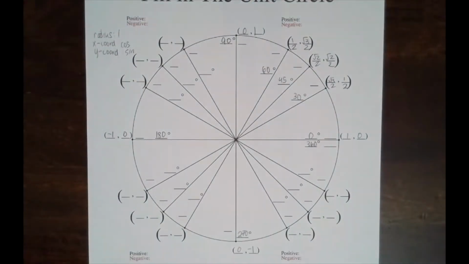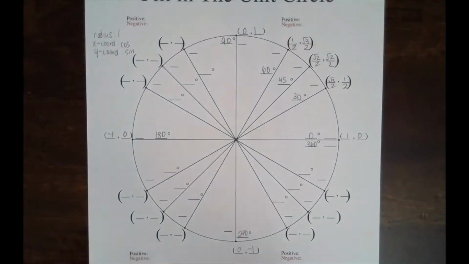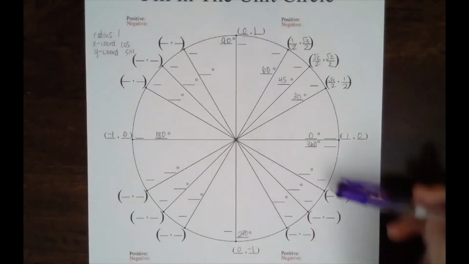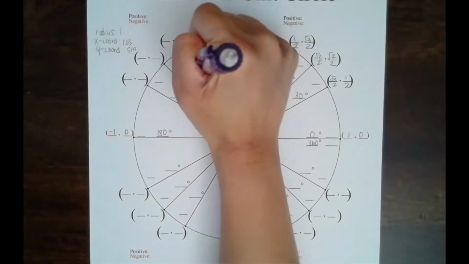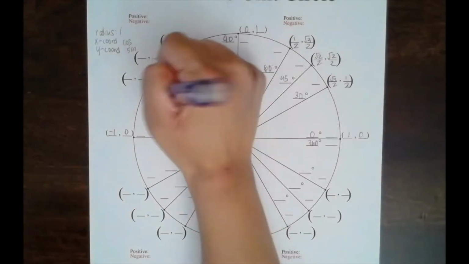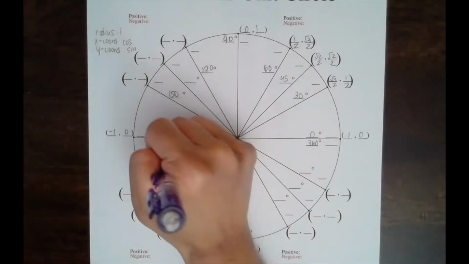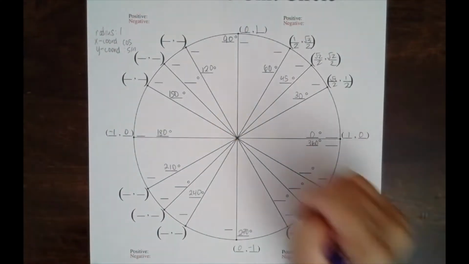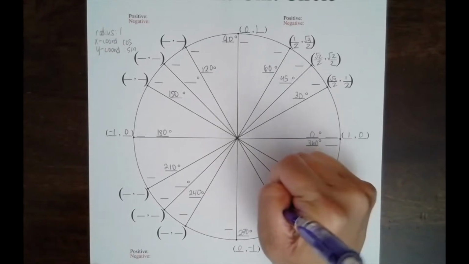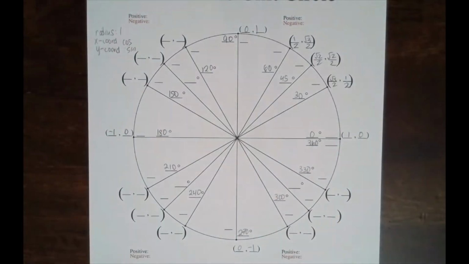Okay. There are other angles you are responsible for knowing. Those are the multiples of 30. So you see we have 30, 60, 90. Another multiple of 30 is 120 degrees, 150 degrees, 180, 210, 240, 270, 300, 330, and back around to 360. We'll talk about what the coordinates are in just a little bit.